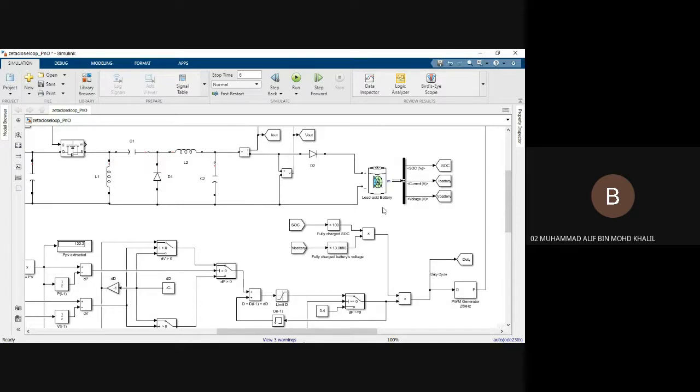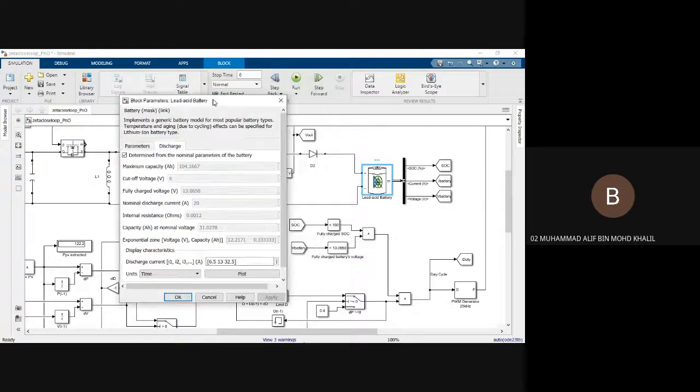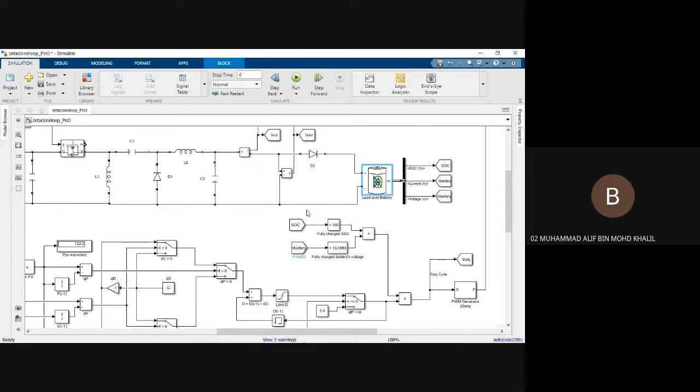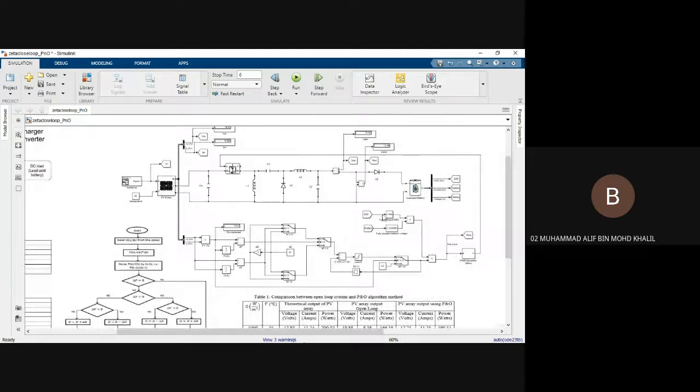This value I get from the battery specification, which is the fully charged voltage, equal to 13.0658. I take it and put it here to protect the battery from exceeding the value of the fully charged voltage. So that's it for the simulation of the system. Thank you.